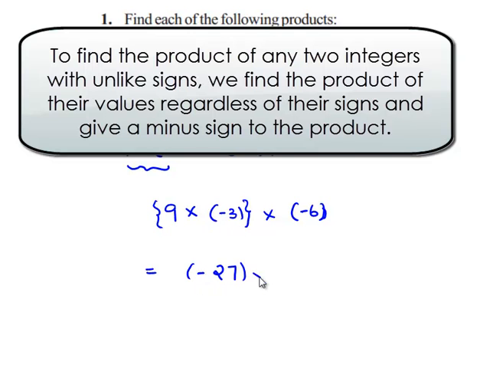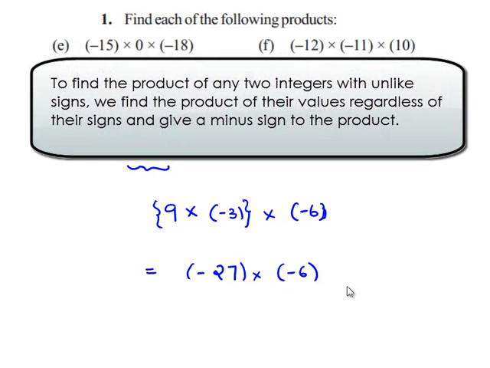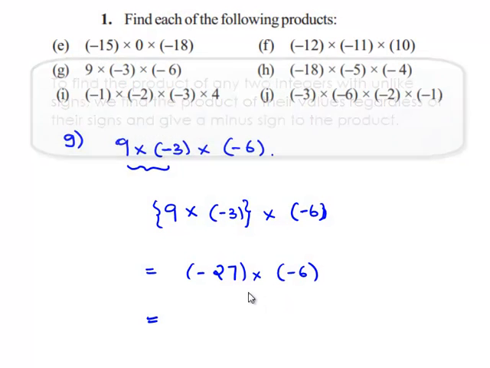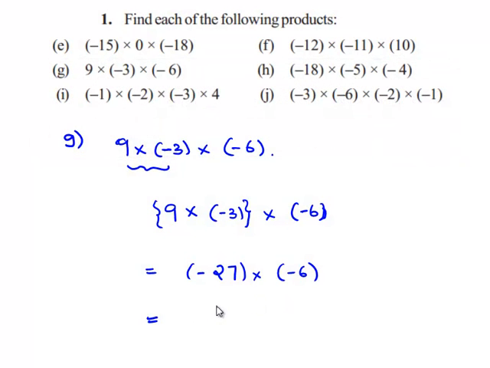That is multiplied with negative 6. To multiply negative 27 and negative 6, first we multiply their values, that is 27 into 6 gives 162, and then when we multiply two similar signs, we always get a positive sign. Therefore, negative 27 into negative 6 gives plus 162. Therefore, 9 multiplied by negative 3 multiplied by negative 6 gives plus 162.